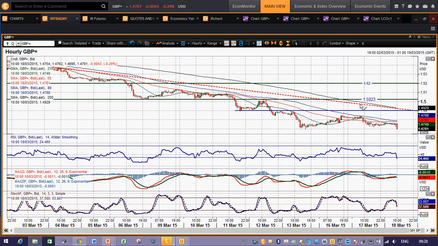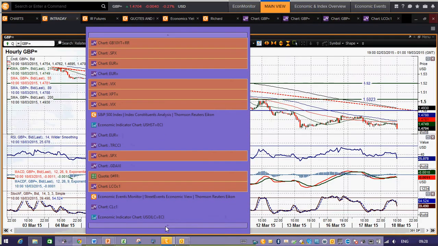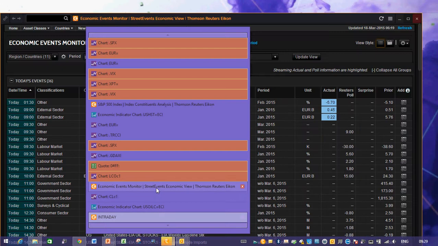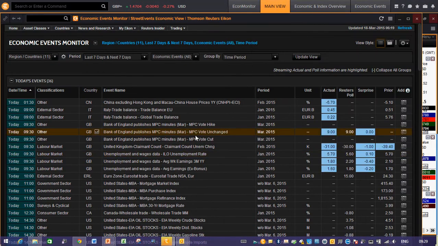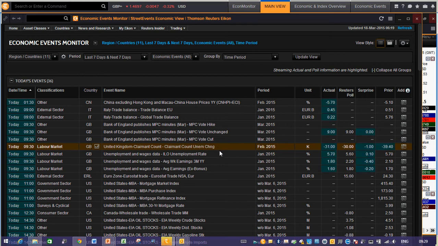Even now we're seeing all the downside coming through as this employment data has come out. Actually, let's have a quick look at it. Events monitor, and the employment data has come out just slightly higher, actually 5.7, and the claimant count is okay, 31,000, so that's positive. But the unemployment rate, the headline rate, has come out at 5.7.